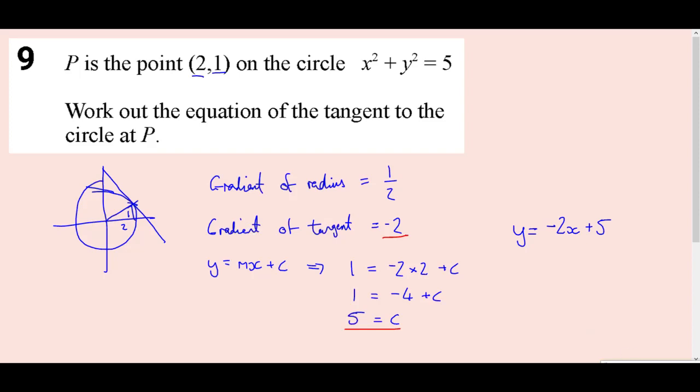This would potentially be a 4-mark question, maybe potentially even 5 marks. 1 mark for calculating the gradient of the radius, the 2nd mark for the gradient of the tangent, 3rd mark for the correct process to get the y-intercept, and the 4th mark for writing the equation. So yeah, probably 4 marks on that one.